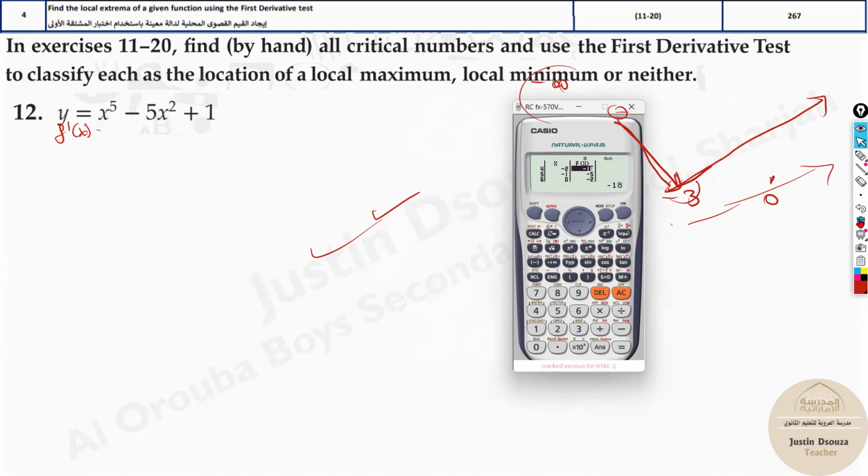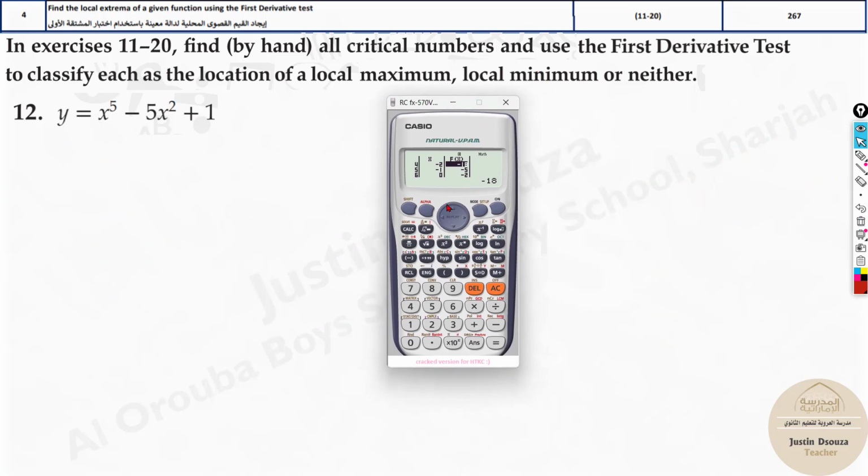Let's do one more over here. So what we do is we need to go to mode 7. Once you're in the mode, it'll always be there. Otherwise, just click mode 7 and then type this out: alpha x to the power 5 minus 5 alpha x squared plus 1. And here, this is not there. Just put minus 5 and end it at 5. And let's say step will be 1. And let's observe the values.